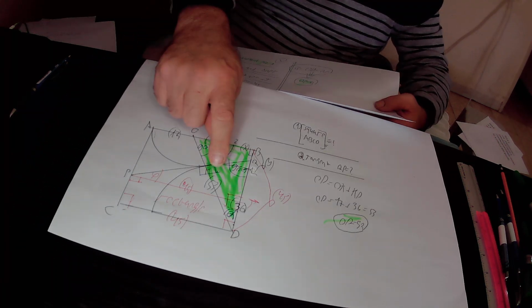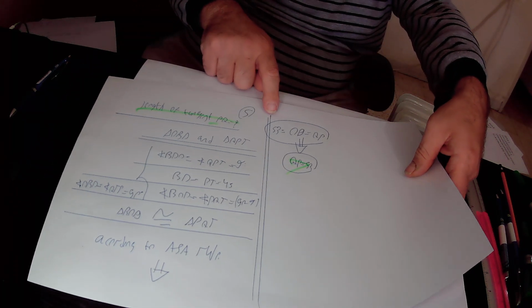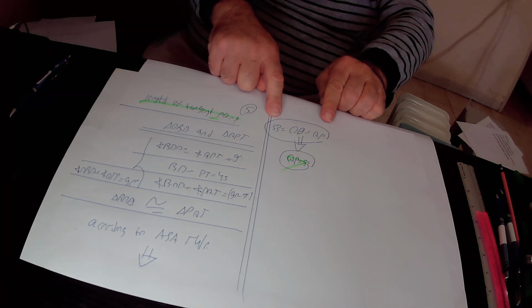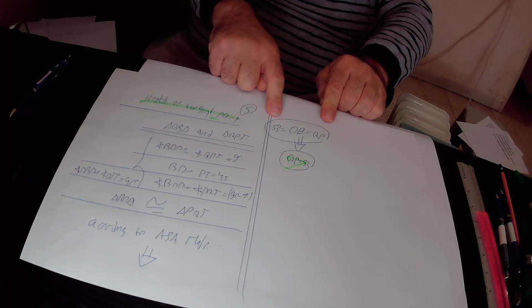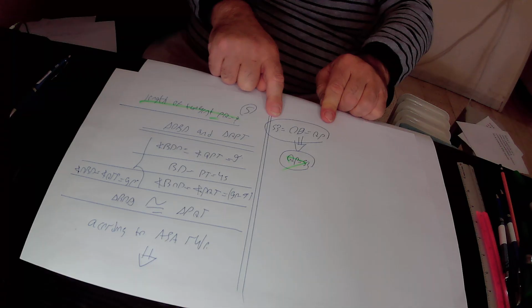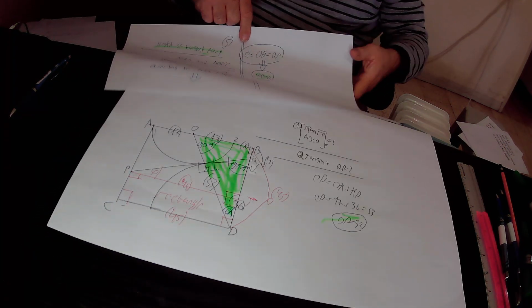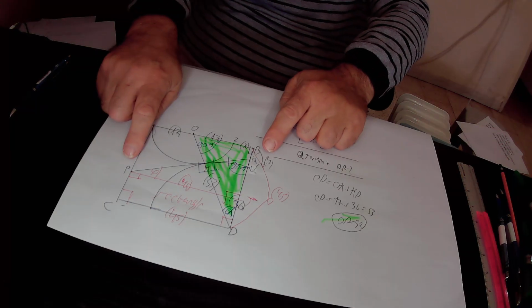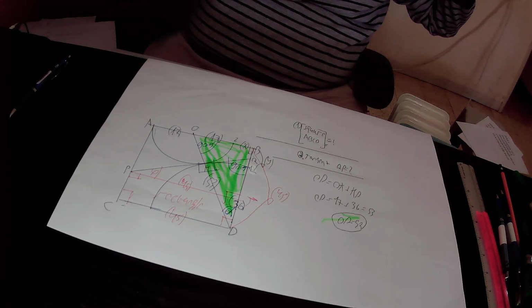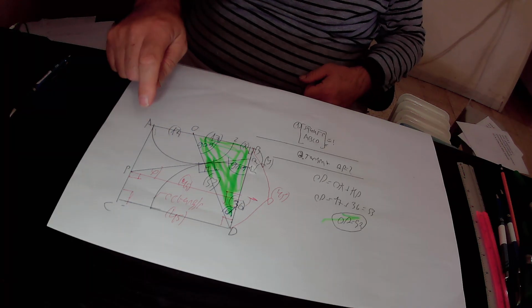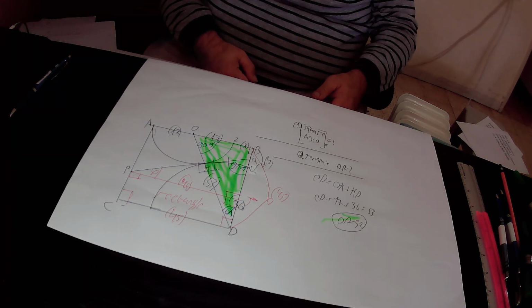But OD is 53. So from the equation, 53 equals OD equals QP, we derive that QP must also be equal to 53 units. So in total, we found out that the length of tangent QP is 53 units, and the area of square ABCD is equal to 2025 units. Okay, thank you very much.